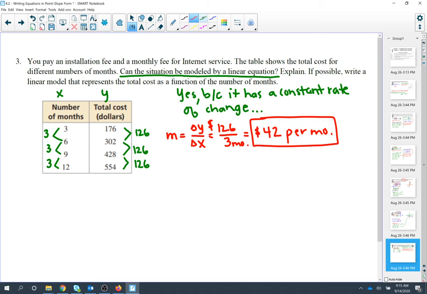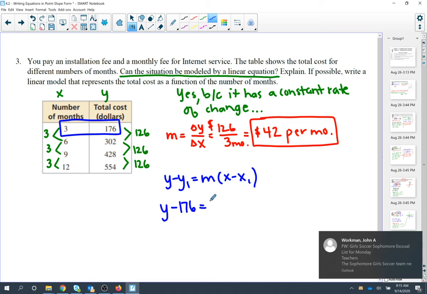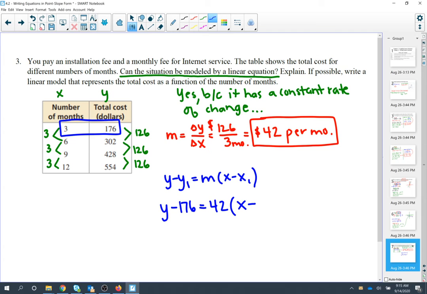So I'm going to revert back to my point slope form of y minus y1 equals m times x minus x1. You can pick any point you want. You could pick 3, 176, 6, 302, etc. Again, I'm going to pick this one just because the numbers are the smallest. This is your x, this is your y. So y minus the y value, 176, equals the slope we found was 42, and then x minus the x value, which we're using is 3.